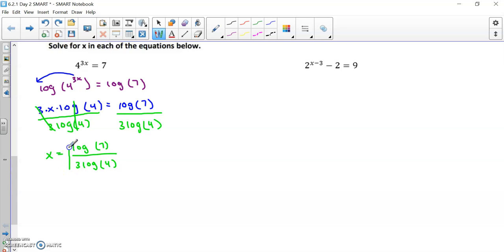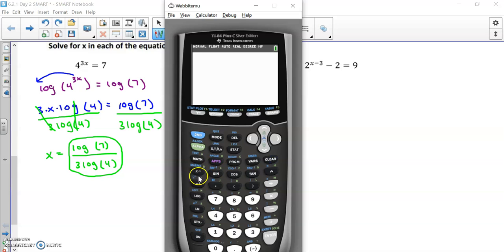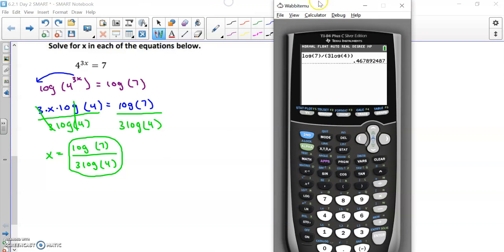So this would be what you would call an exact answer because there's no rounded decimals in it. But of course, you can also get your calculator for when I ask you for decimal approximations, and you would type that in as you see it. So we would have log of 7 divided by, now here's the thing, I need to use parentheses right here to show that all of this is on the bottom. Otherwise, it will do it in the wrong order. So please take note of how I put that 3 and log of 4 all in its own set of parentheses so that my calculator knows that it's all together in the denominator. All right, so I get an answer of 0.4679-ish.